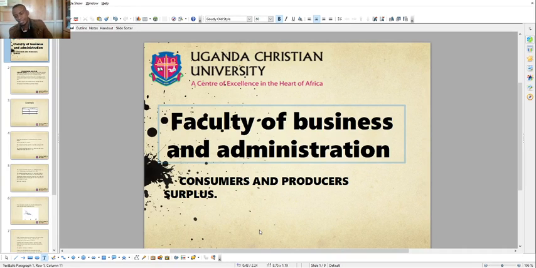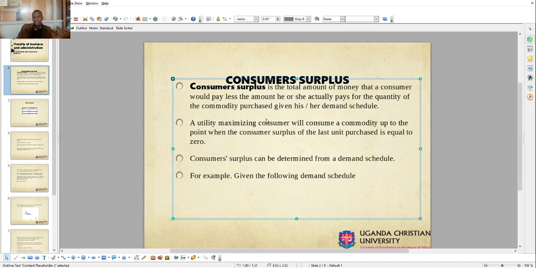All right, friends. I return again for consumer and producer surplus. We've looked at the interaction between the consumer and the producer in the market, and the demand and supply. Now there are some other interesting concepts you may need to know about the consumer and the producer surplus.